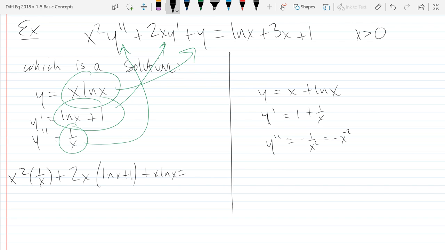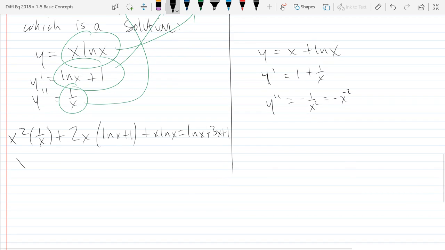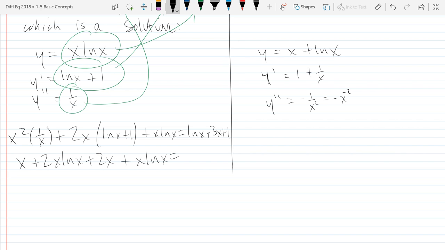Now the right side, there's no y's on the right side, so I'm just copying the right side down. Now we gotta simplify the left. We got 1x plus 2x ln x plus 2x plus x ln x. So we got 2x ln x plus x ln x is 3x ln x. 2x plus x is 3x.